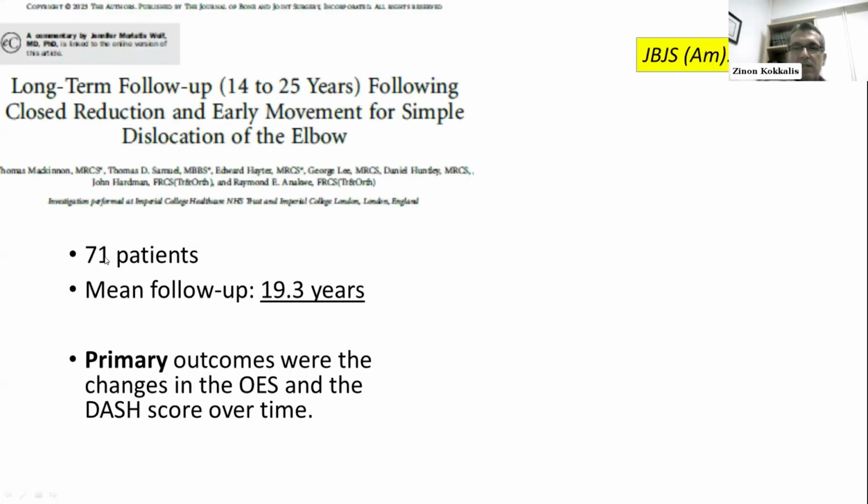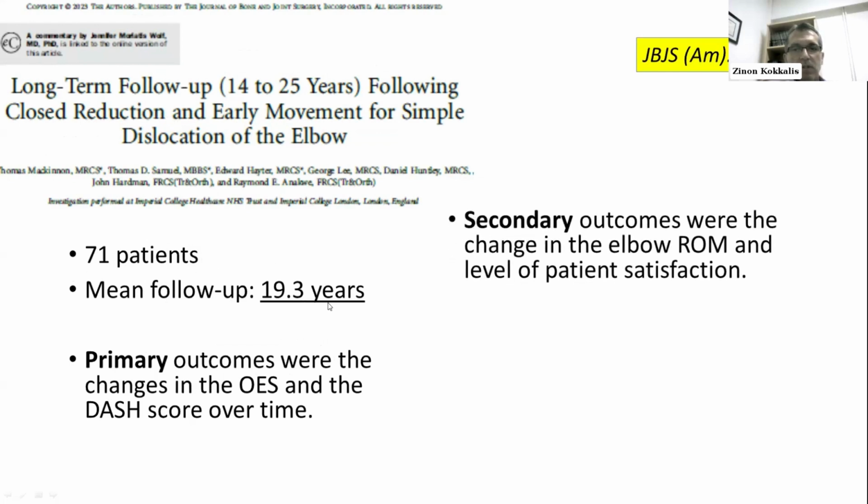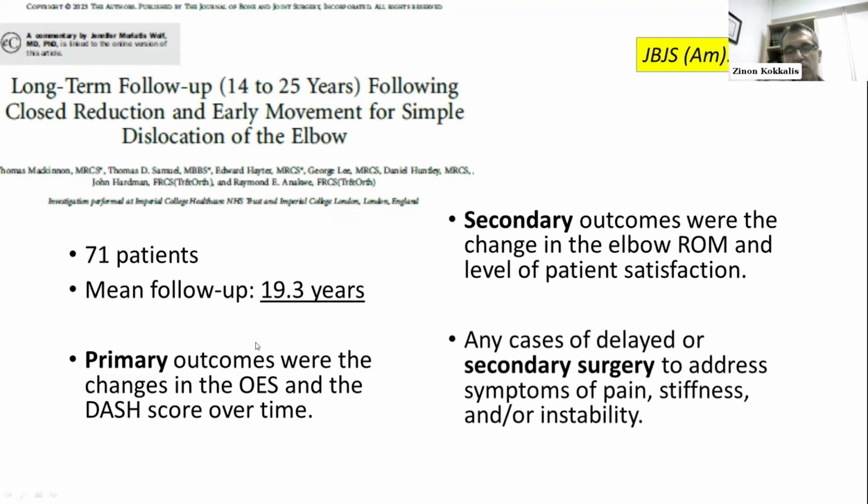And here is another recent study that shows very promising results after conservative treatment from Thomas McKinnon, England, UK. And they studied 71 patients with mean follow-up of almost 20 years. The primary outcomes were change in the Oxford elbow score and the DASH score over time. Secondary outcomes were change in the elbow range of motion and level of patient satisfaction. Also, cases of secondary surgery were collected.